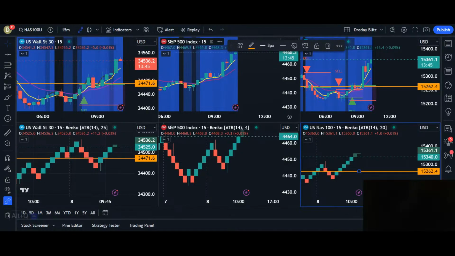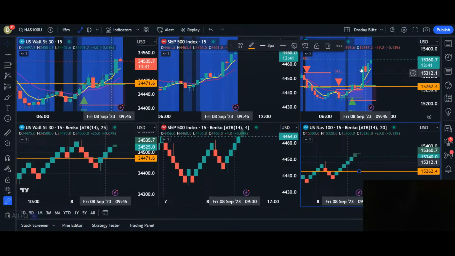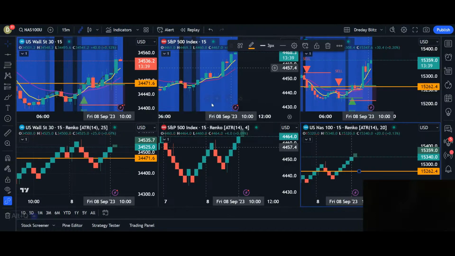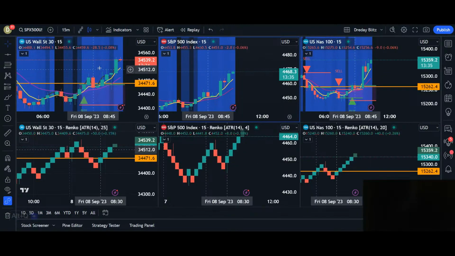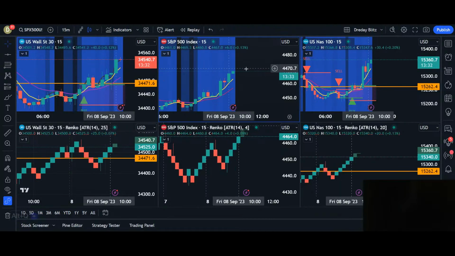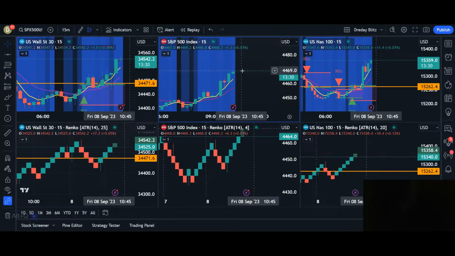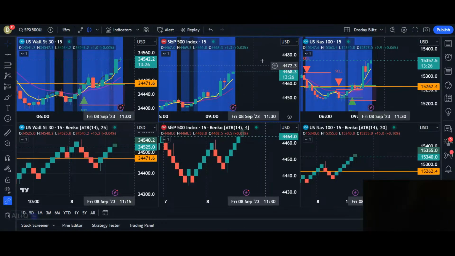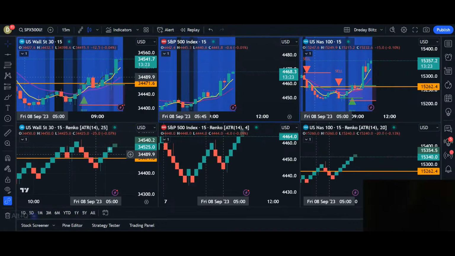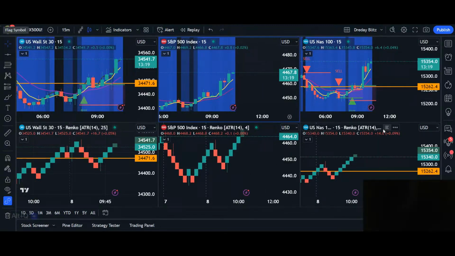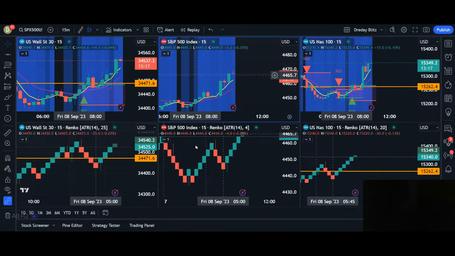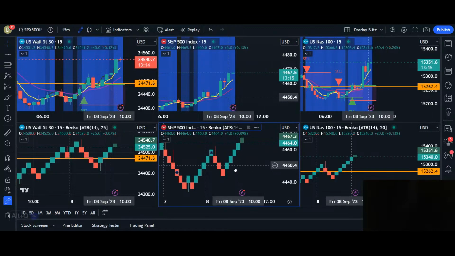So it's 10:16, so the next candle just opened. So we still have buying pressure right now. Still going on right now. Same thing for every pair. And Renkos are still looking good, going on, so that's perfect.